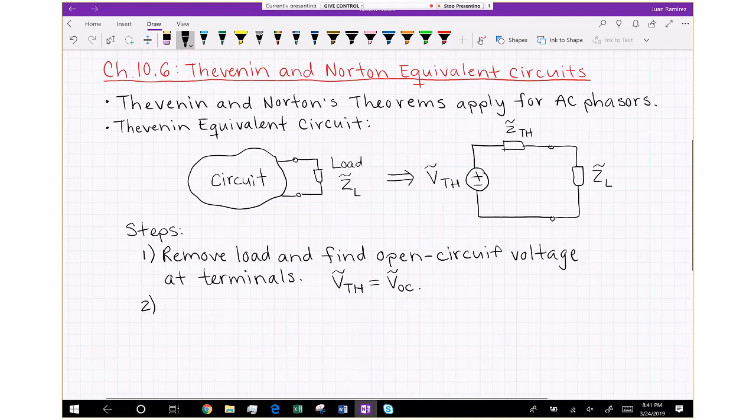For the second step, we have to find the Thevenin impedance. And that's simply the equivalent impedance at the load with the load disconnected. So we're going to remove the load. We're going to turn off all our sources.